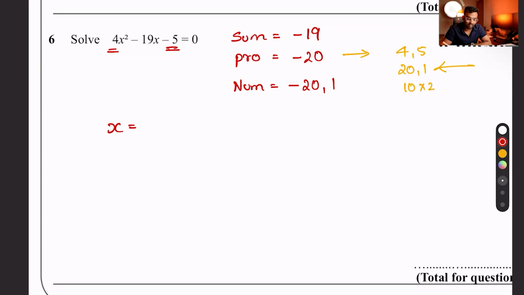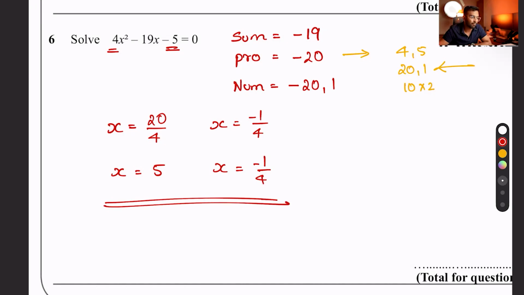So your x answer is 20 by 4, which is x equals 5. And the other answer would be minus 1 by 4. That's it. How many of you guys got that right? Now, in case you didn't get it right, don't worry. If you got a minus 5, that means maybe you might have made an error here. I think it is lesson 17 in the masterclass. Go through factorizing quadratics, a two lesson in there that should fix every problem.